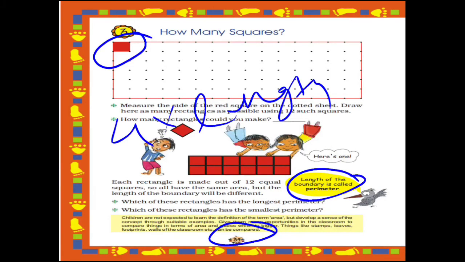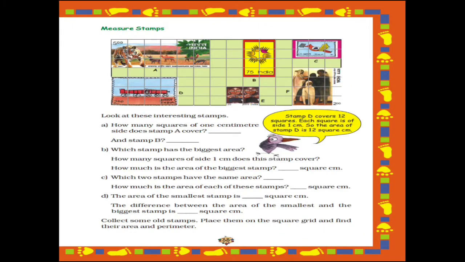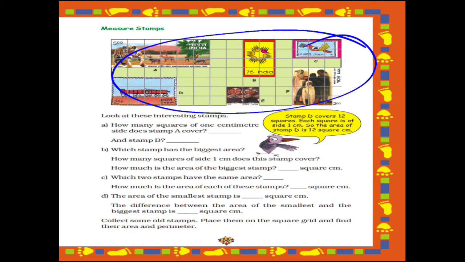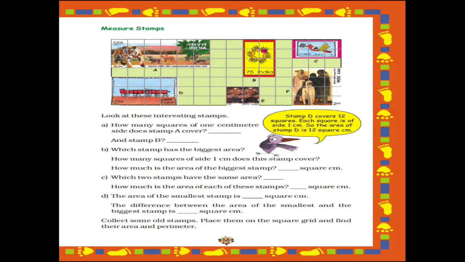Now let's see what is given ahead in your textbook. Now carefully observe this picture. In this picture, there are a number of stamps given. The total, 1, 2, 3, 4, 5 and 6. Total 6 stamps are given. Now let's see what we have to do with these stamps. Look at these interesting stamps.